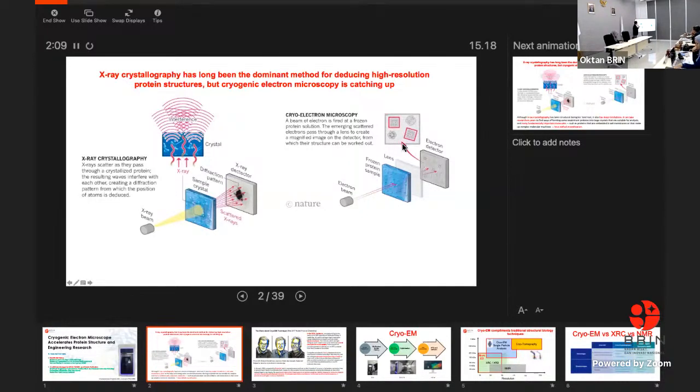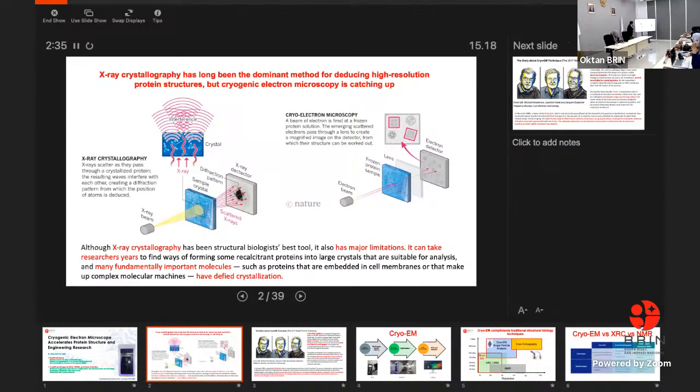In cryo-electron microscopy, it uses an electron beam, and the sample is a protein sample. It doesn't need crystallization, and the electrons are detected by the detector and can be used directly for imaging and data processing. Many researchers say that although X-ray crystallography has been the structural biologist's base tool until now, it also has a major limitation, one of which was also discussed by the first speaker.